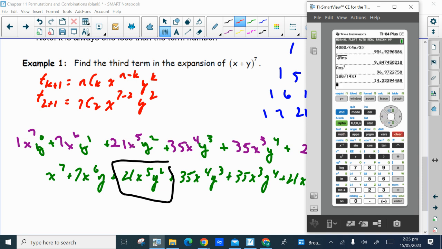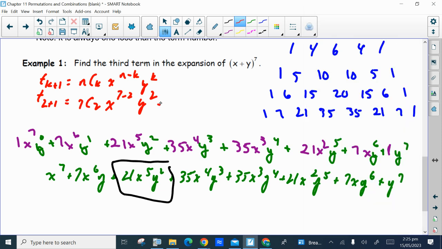If we go to our calculator, 7C2 is 21. X to the 5th, y squared. Same answer.